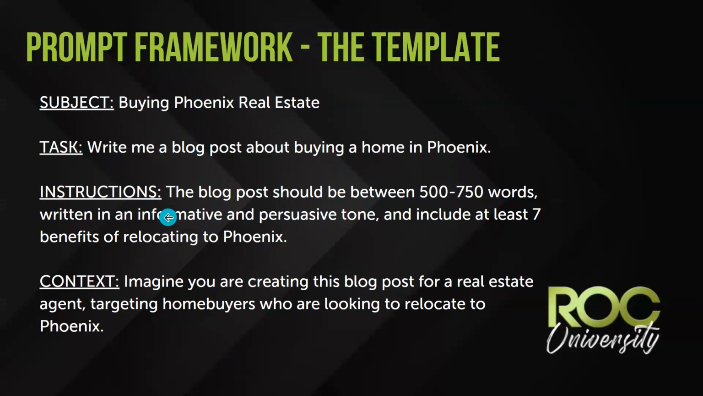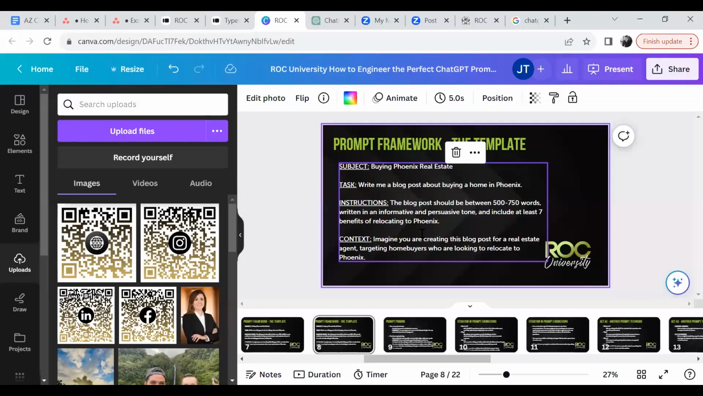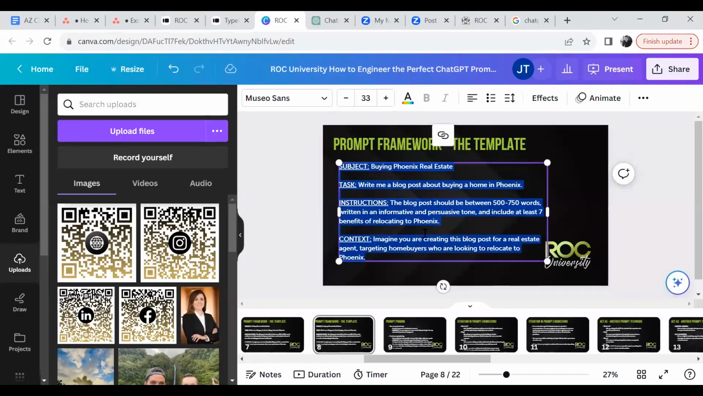Maybe you want to say comical. Maybe you want it to be funny. You choose the tone and include at least 7 benefits of relocating to Phoenix. You're giving it detailed information on what you want it to include. Imagine you're creating this blog post for a real estate agent targeting home buyers who are looking to relocate to Phoenix. So I'm going to close out of this, highlight and copy.